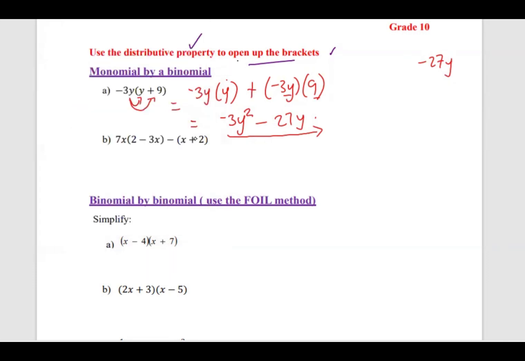We have 7x into 2 minus 3x minus x plus 2. All right, so we say this must affect that. The 7x must also affect that. And then here we don't have any number. So we shall assume there is an invisible one, which must also affect the bracket. Okay, so 7x times 2, that's going to be a 14x. 7x multiplied by negative 3x. Remember a number with its sign. Okay, that's going to be negative 21x squared. Negative 1 times x, that's going to be negative x. And then negative 1 times 2, that's going to be negative 2.